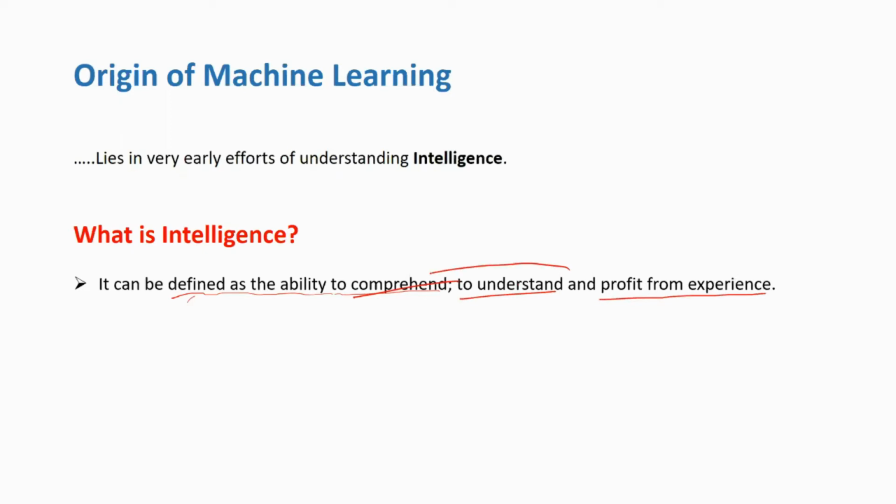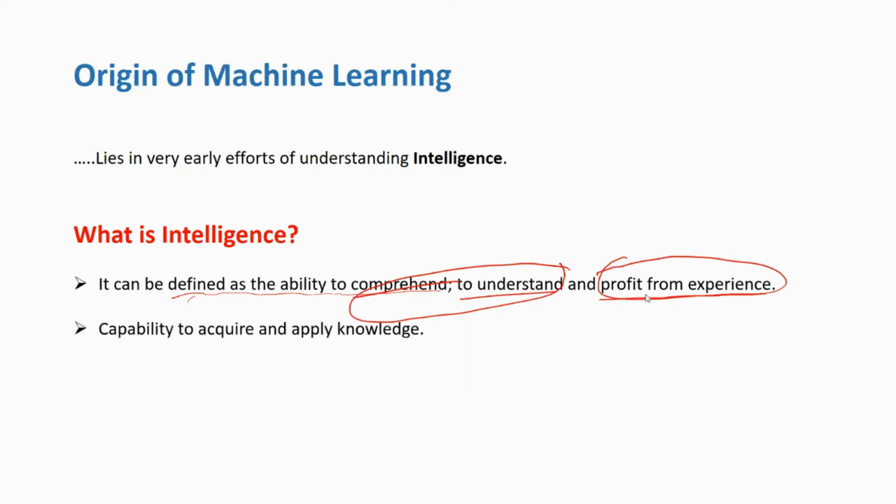So that's what we do here, right? Our machine learning algorithms comprehend and understand the data, and after that we profit from those learnings. After they learn from the data, we get some outputs from those models or algorithms, right? The capability to acquire and apply knowledge is called intelligence. Then what is learning?